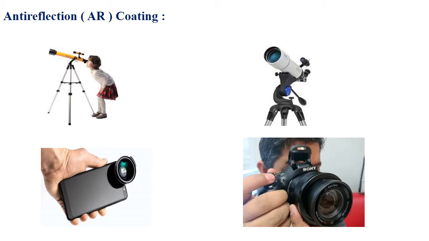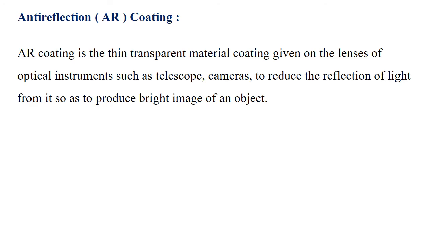And to achieve that, we apply an anti-reflection material coating on the lens of the cameras, telescopes or microscopes, which give the images of the object, and that coating is called an anti-reflection coating. So the anti-reflection coating is used to produce a bright image of the object by reducing the reflection of light from the lens of these instruments.